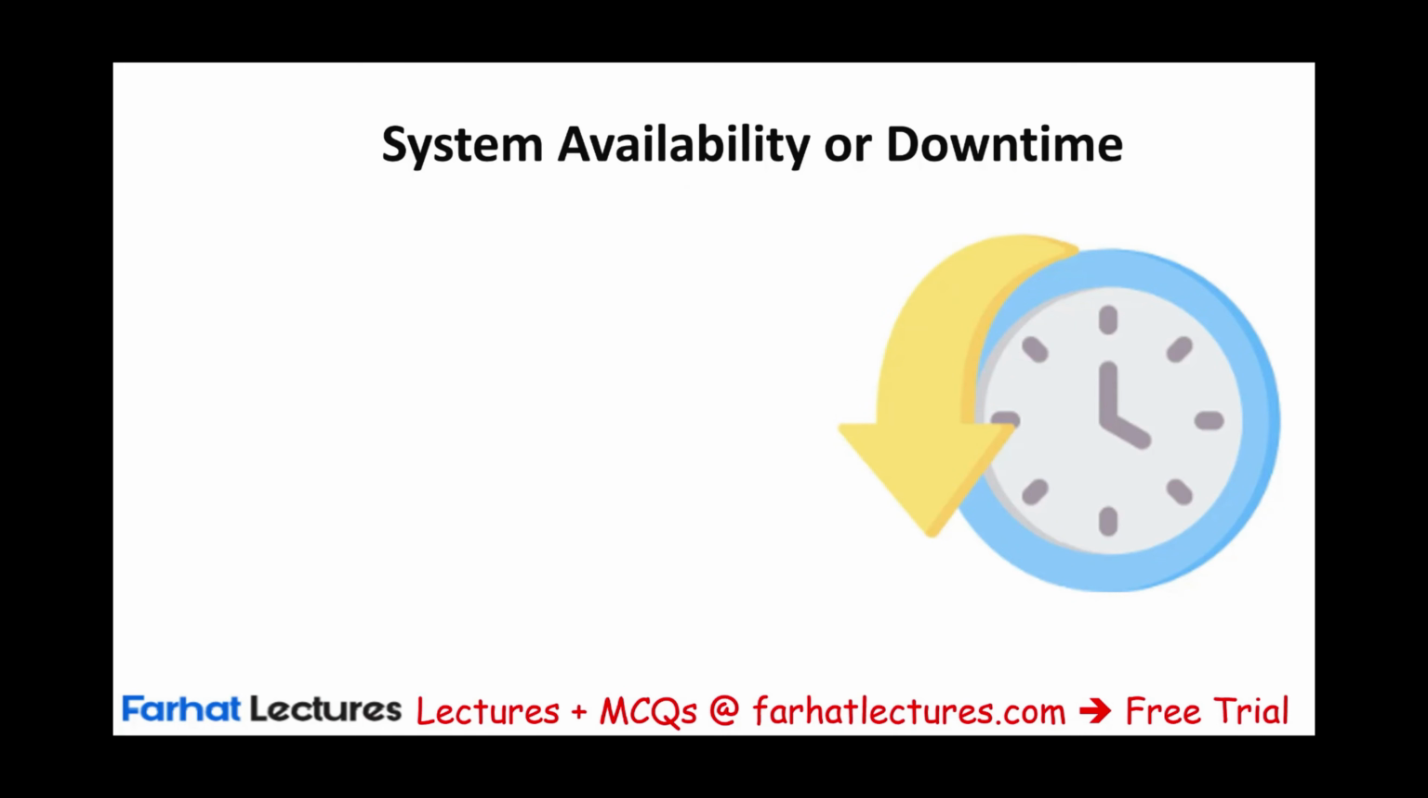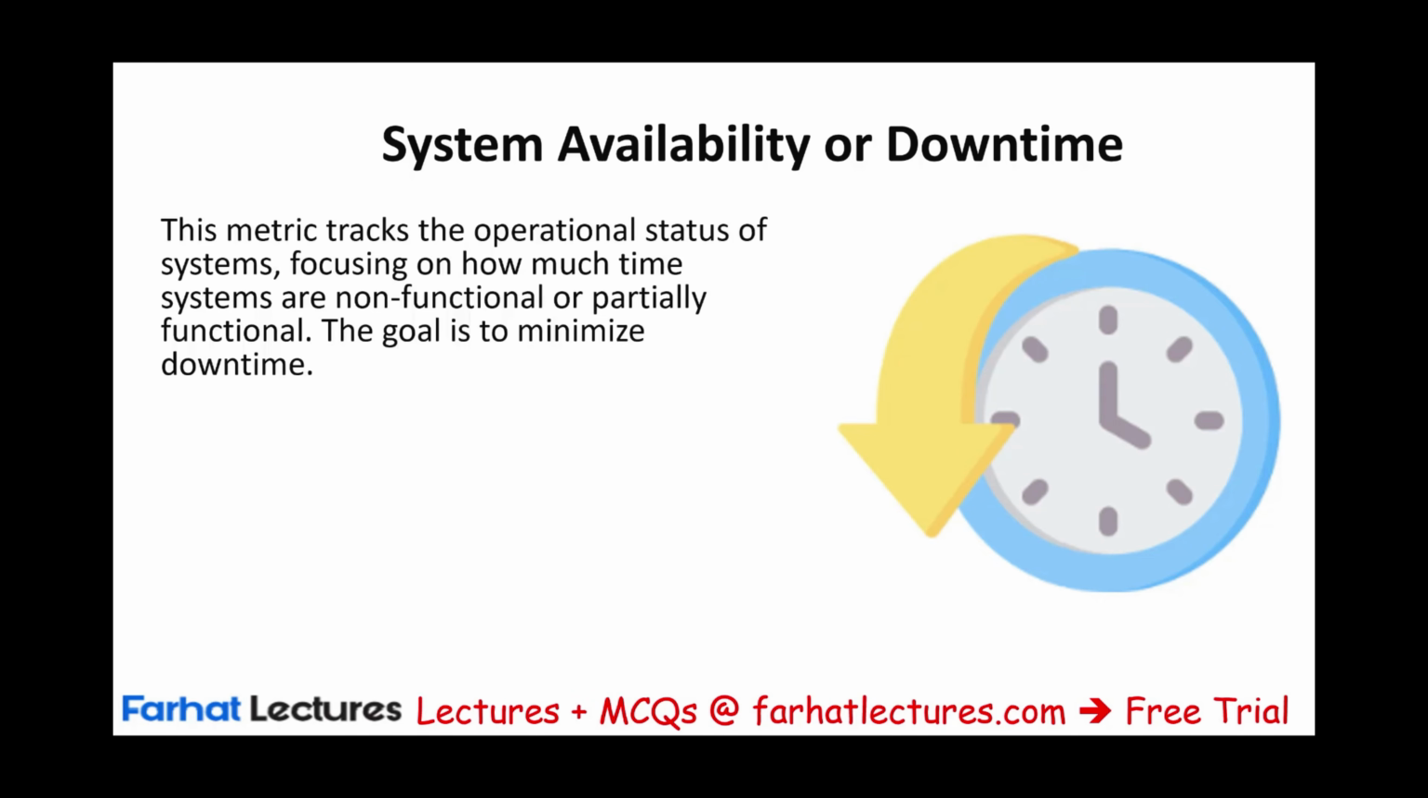Also, we want to take a look at system availability or downtime. The system should be available almost 100%. So this metric tracks the operational status of systems, focusing on how much time systems are non-functional or partially functional. The goal is to minimize the downtime. Most places will guarantee your system 99.99%. No one guarantees 100% because something could happen, but if it happens, we have the backup, and we can get you back online fairly quickly. That's why they say 99.99, because they have a backup and they will get your system up and running in no time.